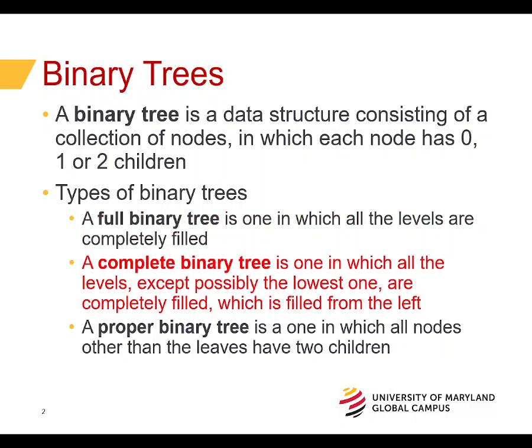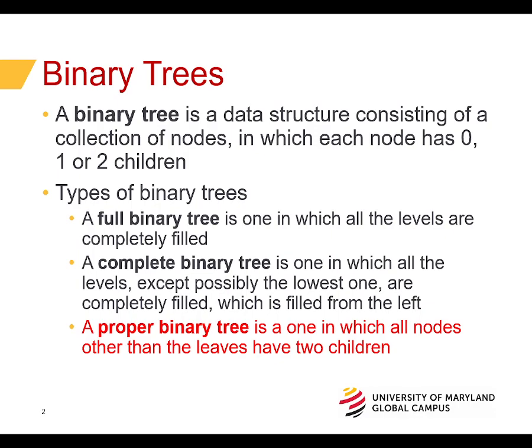A complete binary tree is one in which all the levels, except possibly the lowest one, are completely filled, and the lowest level is filled from the left. Complete binary trees will become important when we discuss heaps. Unfortunately, this terminology is not universal. You may encounter books which use these terms differently.